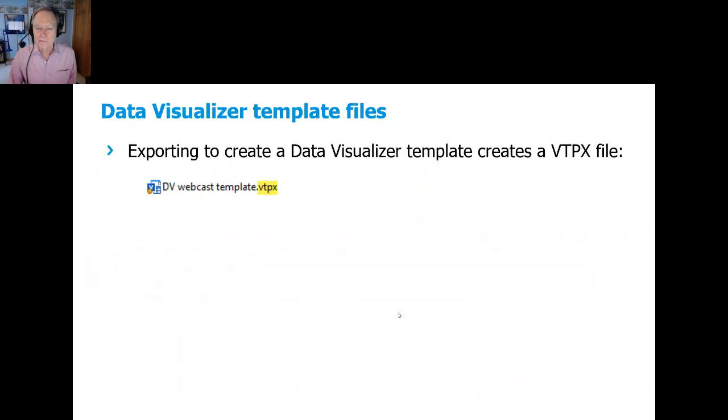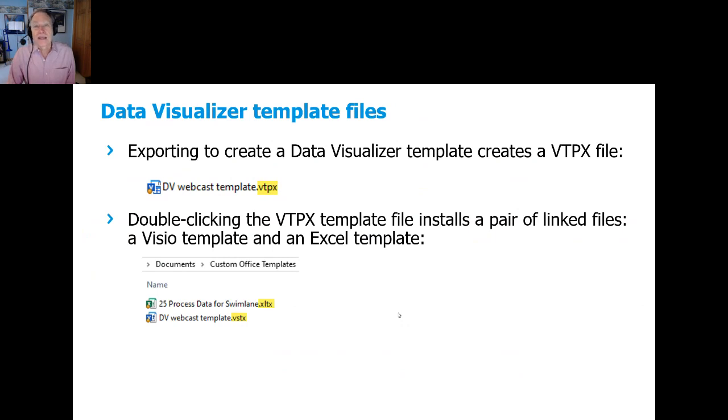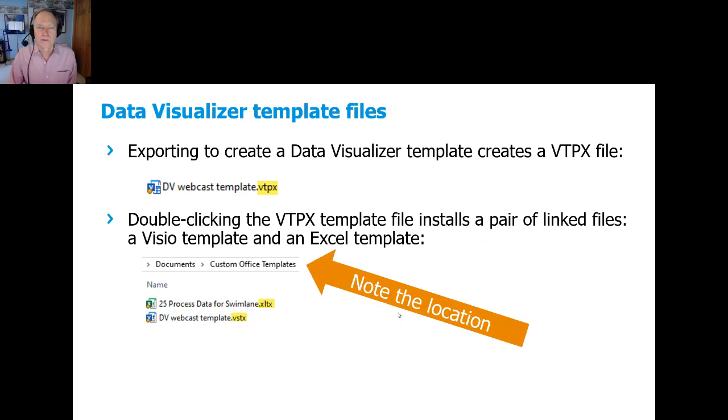Use that button to create a special file. This is a Visio file with the extension VTPX. That's a Visio template for process diagrams. And then you can send that diagram to your colleagues. They simply double click on it, and double clicking will open that file and install two files, a pair of files, an Excel template and a Visio template in this location. Notice that it's the custom office templates folder that resides in your My Documents folder.